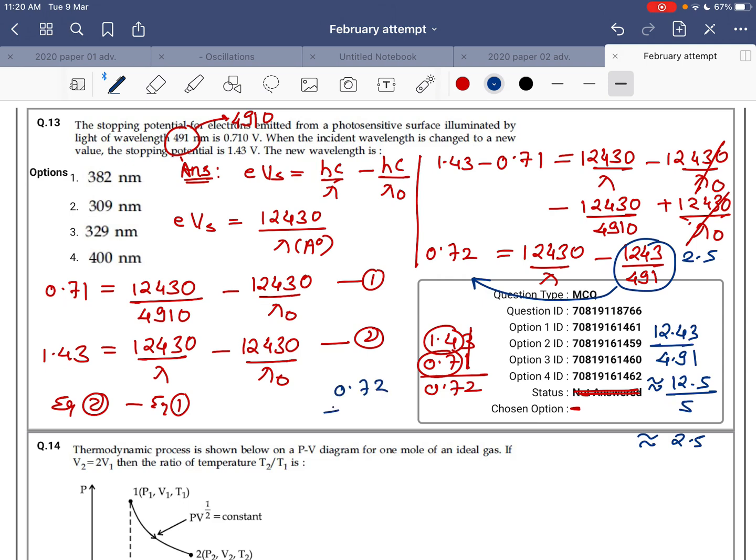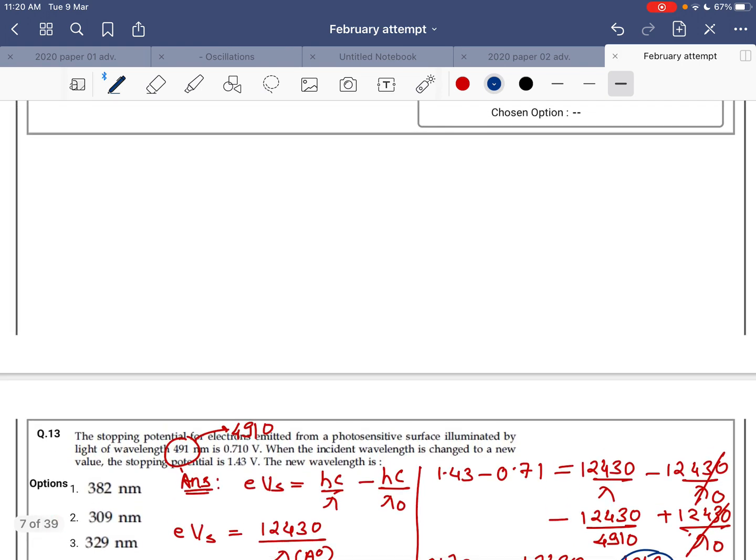So 0.72 plus 2.5: 2 plus 5 is 7, 7 plus 5 is 12, 2 and 1 carry, 2 plus 1 is 3. So that comes out to be 3.22. So finally, the equation becomes 3.22 is equal to 12430 upon lambda. So lambda comes out to be 12430 upon 3.22.